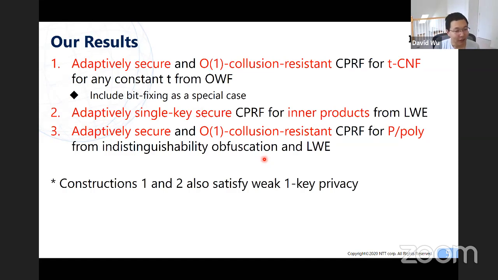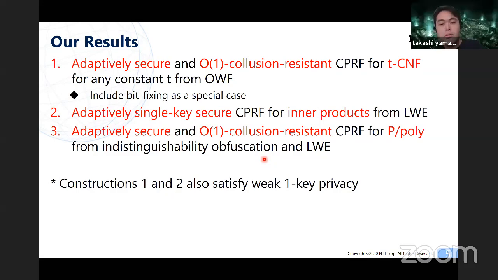I guess just a follow-up question regarding your third construction. It looks like you require both indistinguishability obfuscation and LWE. Do you have any insight on what LWE is necessary for, and whether we can remove that additional assumption and just reduce it to IO plus one-way function?